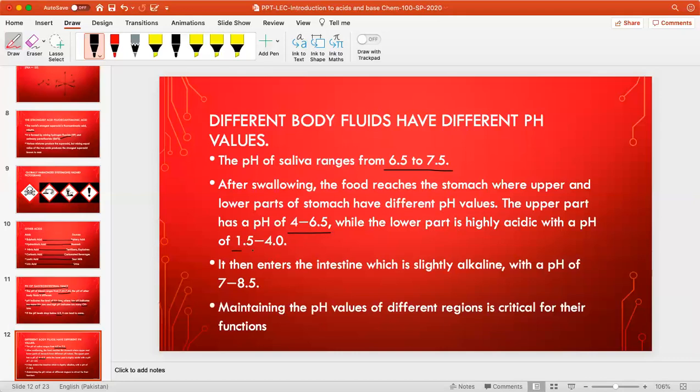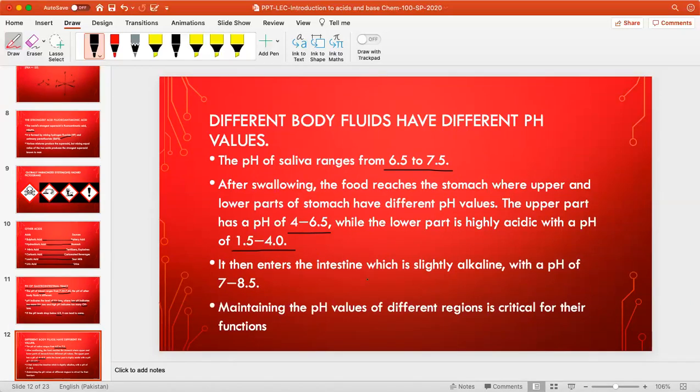of 1.4 to 4. If somehow, due to an imbalanced diet, fried foods, sour things, carbonated drinks, the pH increases, many of us suffer from acidity, which ultimately leads to chronic diseases of the stomach, in which ulcer is the most common.